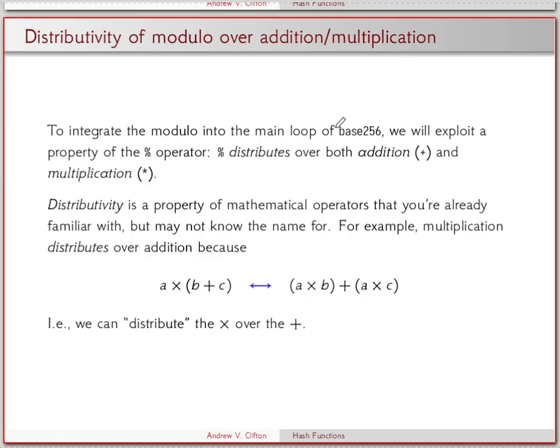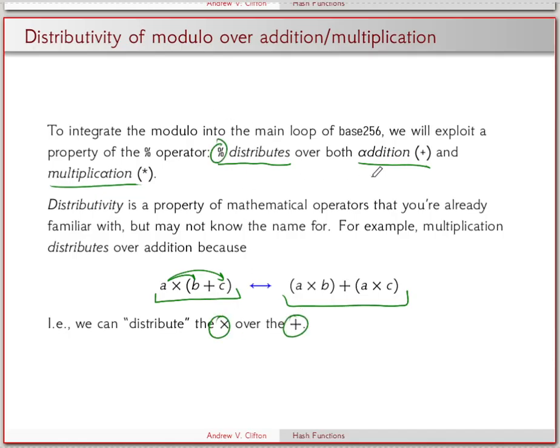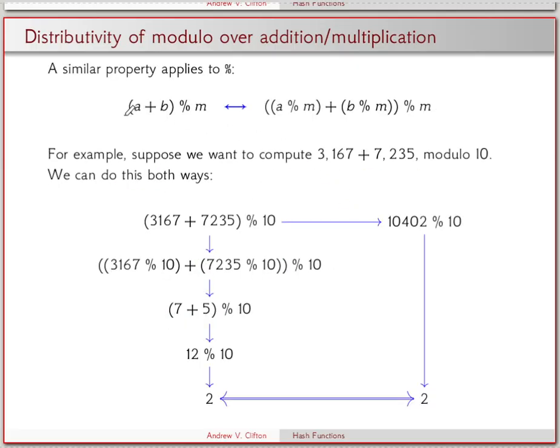It turns out that there's a property that makes this pretty easy, which is that modulo distributes over both addition and multiplication. Distributivity you've seen before. Multiplication distributing over addition means that you can take this and rewrite it into this. You can move the multiplication inside of the addition. So multiplication distributes over addition, and modulo distributes over both addition and multiplication. That means we can take a plus b modulo m, move the modulo m inside of the addition, do it first, and end up with something like this.